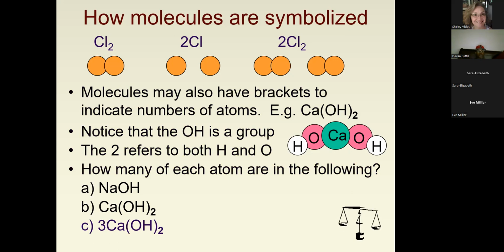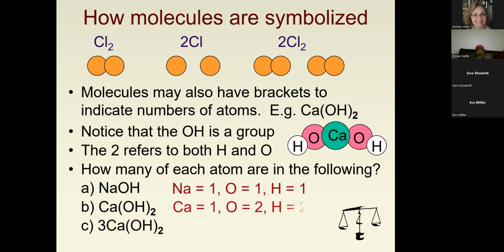Would it be 3? No, of each element. There's 3 atoms, but of each element, there's 1 of each, right? 1 of each. Yes, 1 sodium, 1 oxygen, 1 hydrogen. What about in B? There's 1 of Ca and 2 of oxygen and hydrogen. That is correct. And what about in C? 3 Cas and then 2 hydrogens and 2 oxygens.